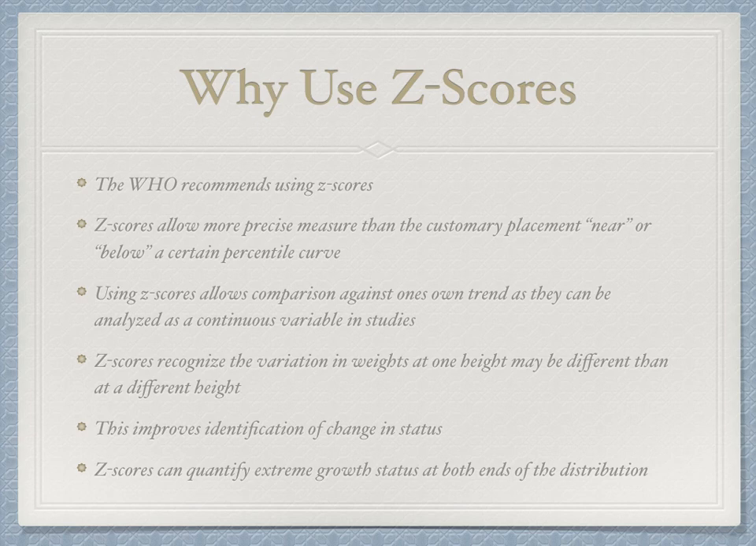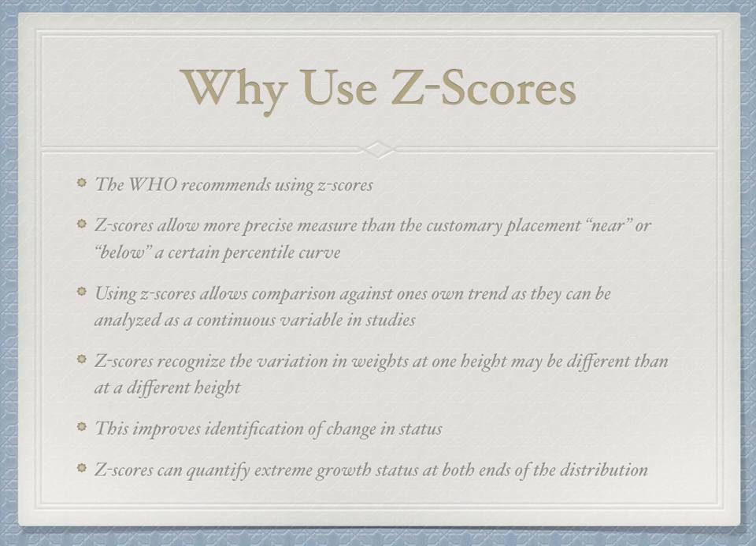One nice thing about z-scores is that you can quantify the extreme growth status at both ends of the distribution. If you are on the charts and the patient is above the growth chart, all it will say is greater than the 99th percentile, or if they are less than the 3rd percentile or the 1st percentile, all it will say is less than the 1st percentile. Z-scores continue to go up or down. So say I plot an infant who was born prematurely on a standard growth chart.